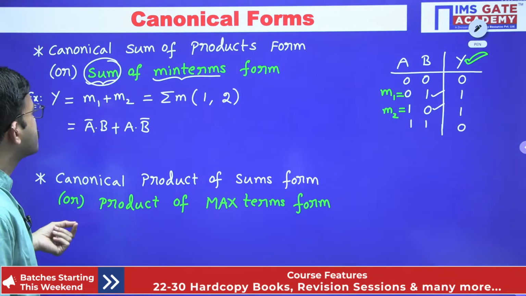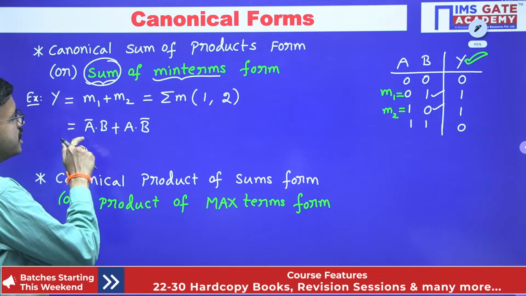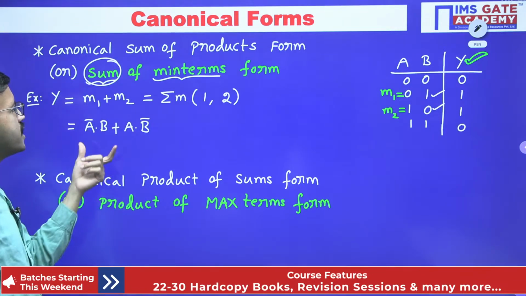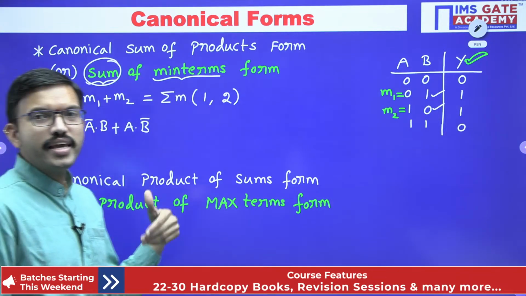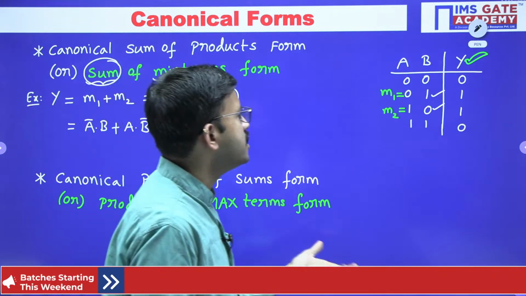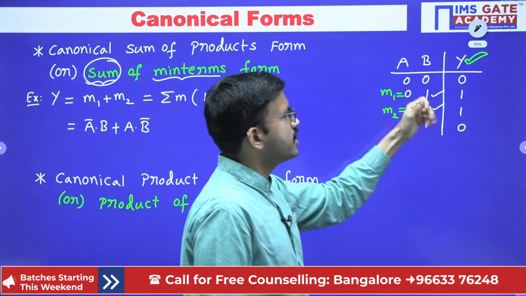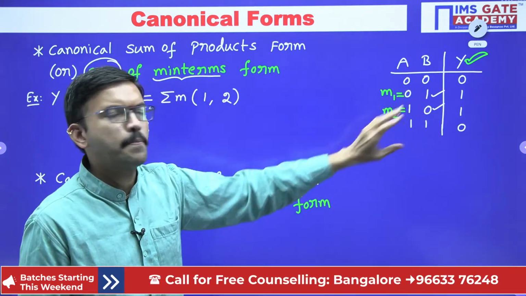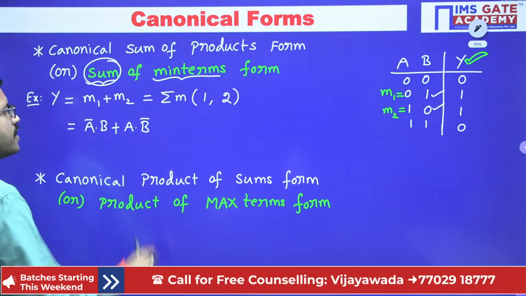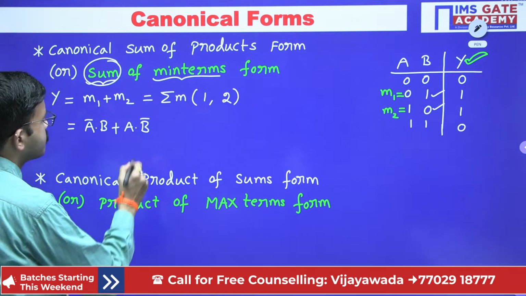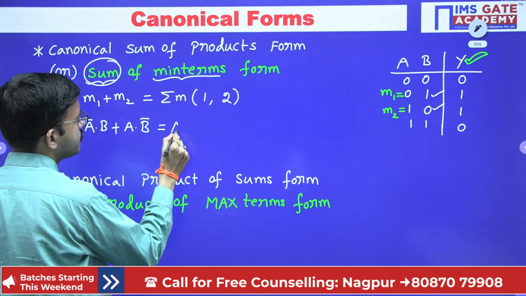Now just by looking at this expression, you can say this expression is A XOR B. I hope all of you are familiar. The truth table I have written here is the XOR gate truth table, right? A bar B plus A B bar is nothing but A XOR B.